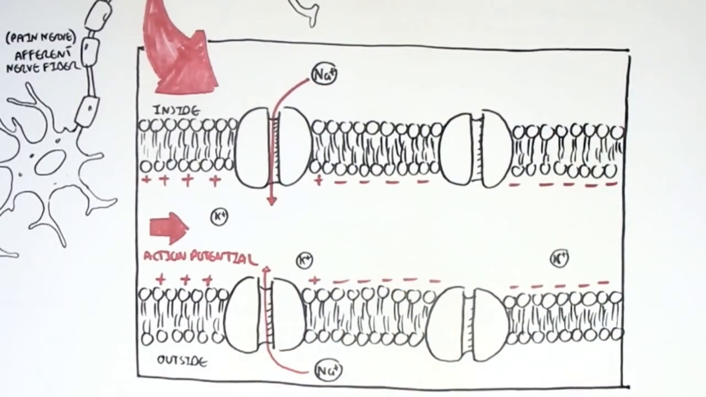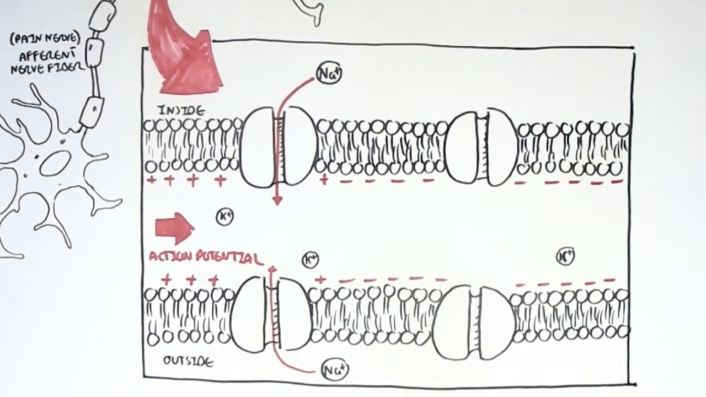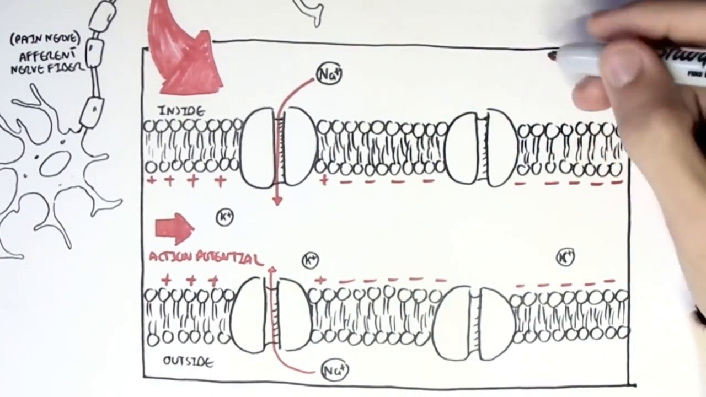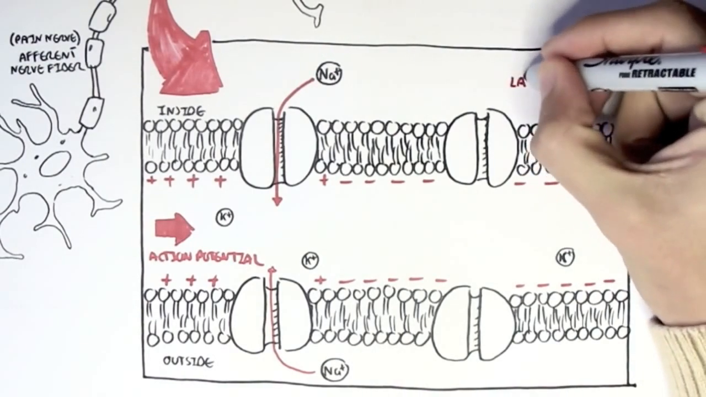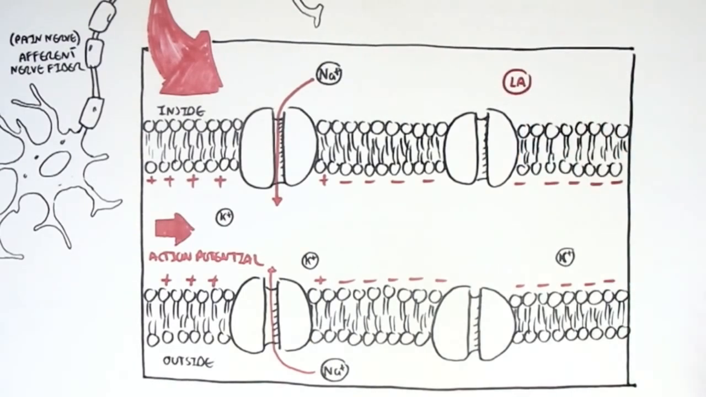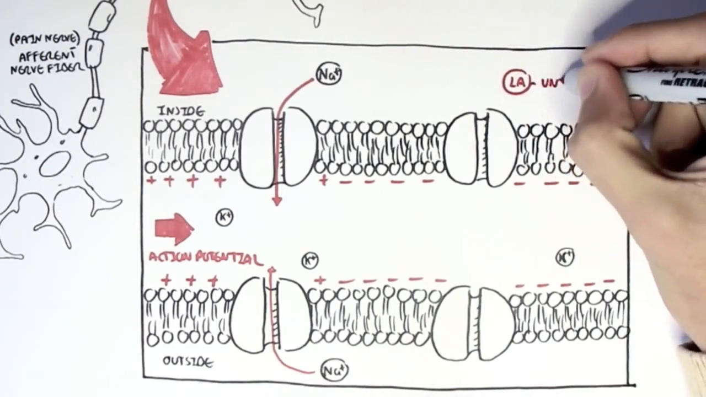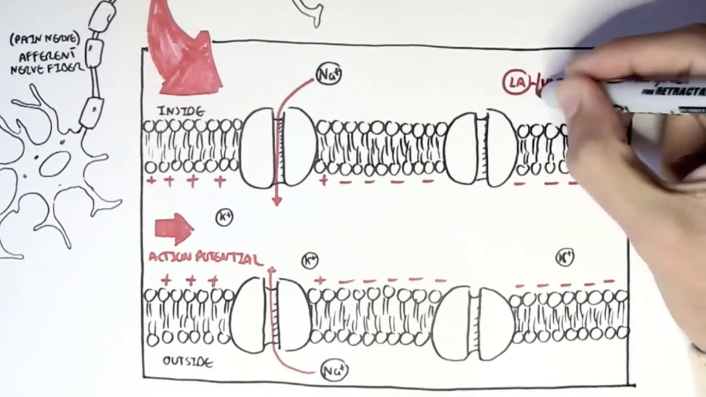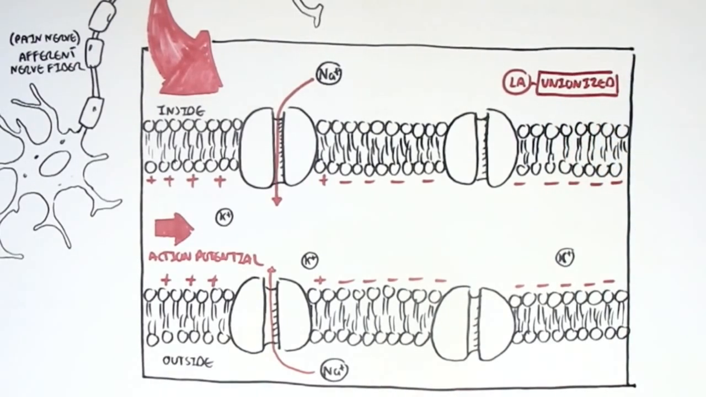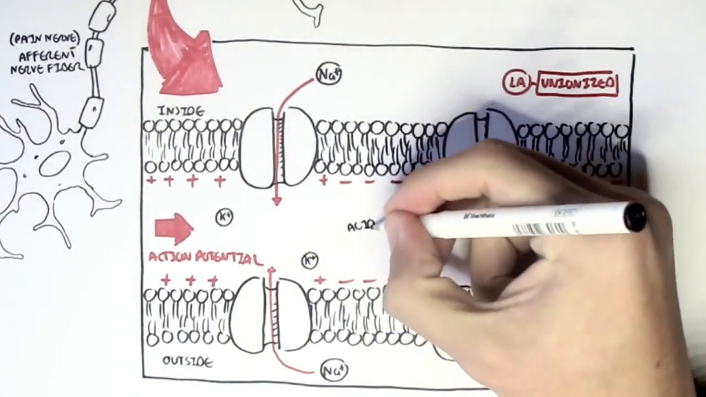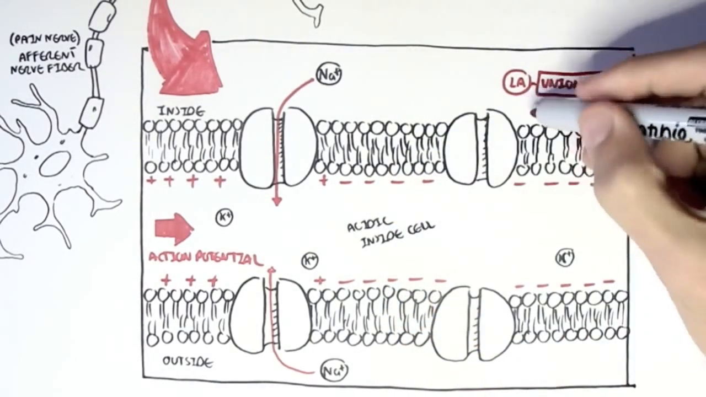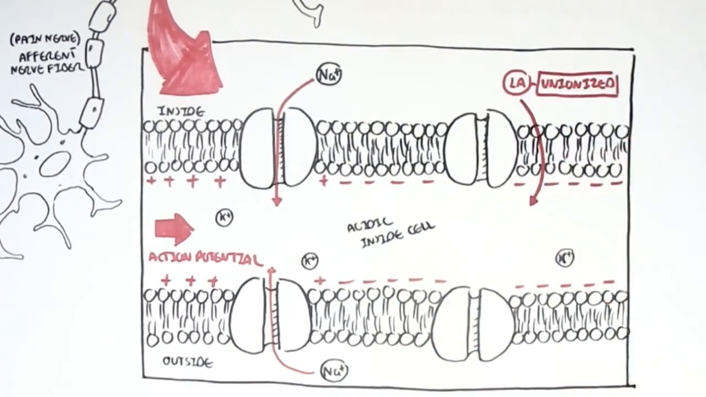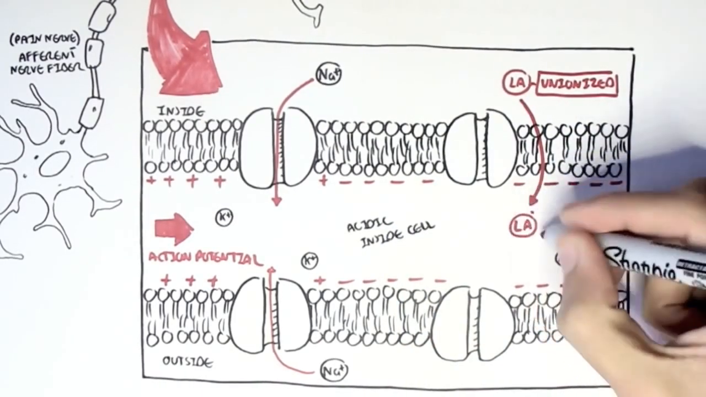What happens when a local anesthetic comes along? A local anesthetic will come along in an unionized form, meaning that it can penetrate the cell membrane. So here, the local anesthetic will penetrate the cell membrane and come inside the neuron. The inside of the neuron is slightly acidic in the physiological pH. And so when this local anesthetic goes inside the neuron, it will become ionized, and so will not leave the neuron.